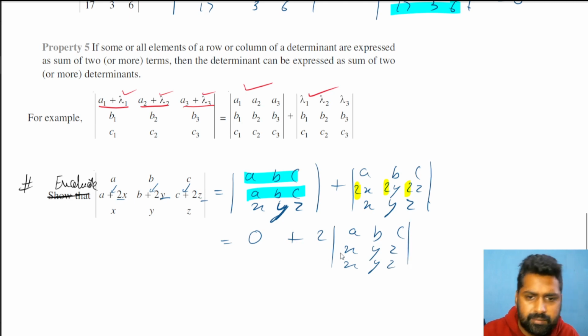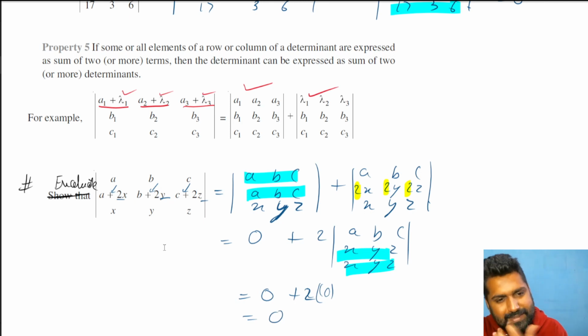Again, two rows are the same. If two rows are the same, the determinant is 0. So 0 plus 2 into 0, that's a big 0. Okay. So interestingly, for these kinds of questions, the answers are usually 0. If you really have to guess the answer for any determinant, 0 could be one of the possible answers that you can guess, but it's not always for sure.